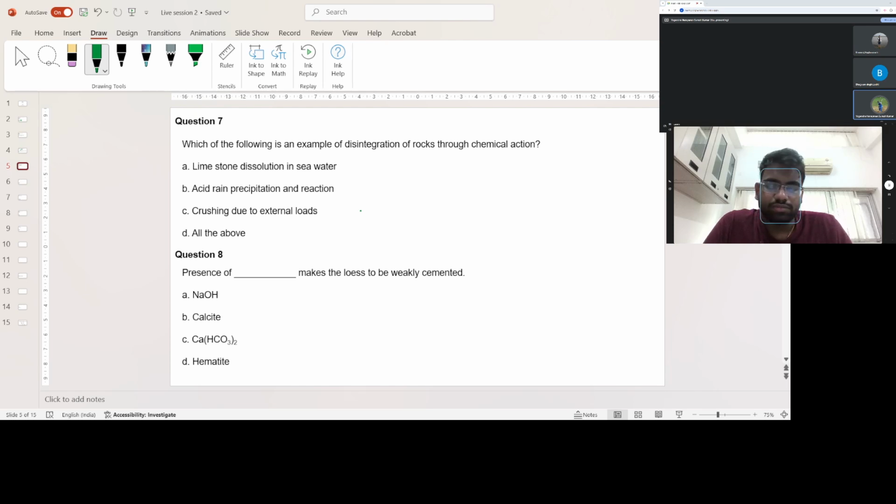Any idea? When will limestone dissolution occur? Seawater has some bicarbonate, maybe. Okay, limestone is calcium carbonate. So how do you see these things affect limestone? Something like a weak acid, H2CO3. Okay, so they have a role.